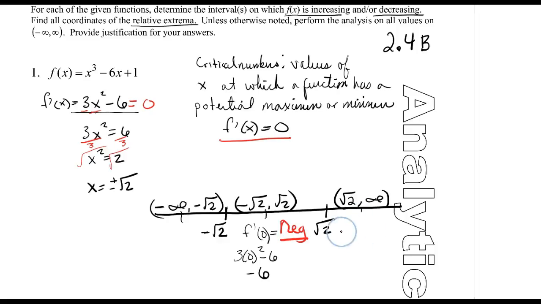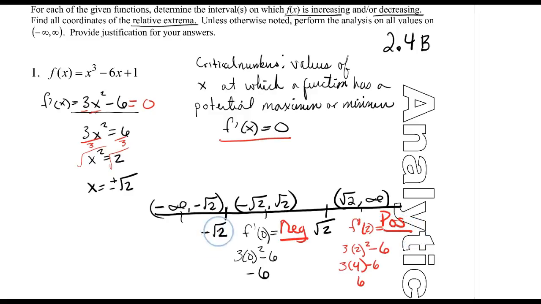Then I want to check a value greater than radical 2. 2 is a simple number, so I'm going to do that one. You could use 3 or 10 or 1,000, but your problems might be a little more complex to solve. I'm going to find the derivative at 2. 3 times 2 squared minus 6 is 6. And even at this point, I can see this will be positive.